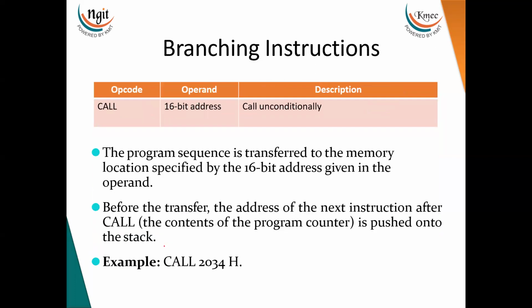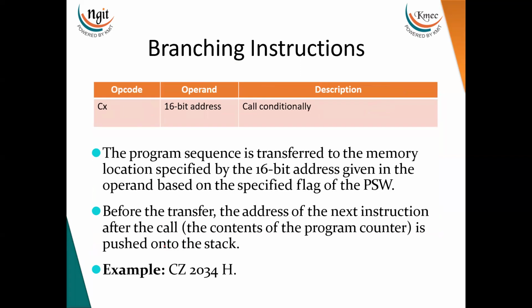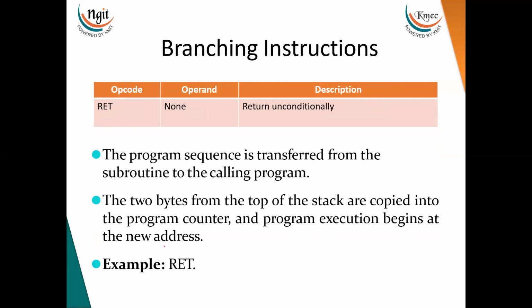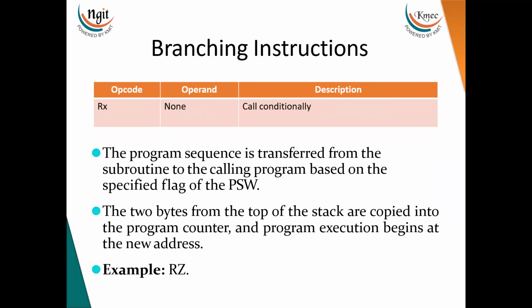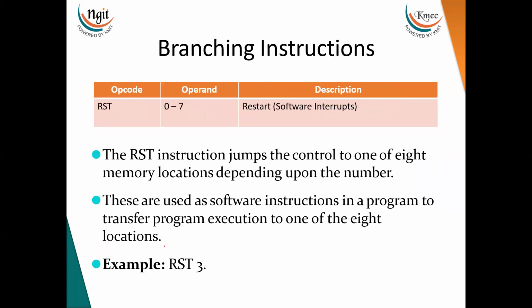Now coming to the call. Call instruction is for the subroutine. Already I have explained it at the time of classification. Now call instruction works based on the condition of the flags. Now this is the return instruction. Now coming to the branching instructions, RST. RST is a restart. Here we are using restart.